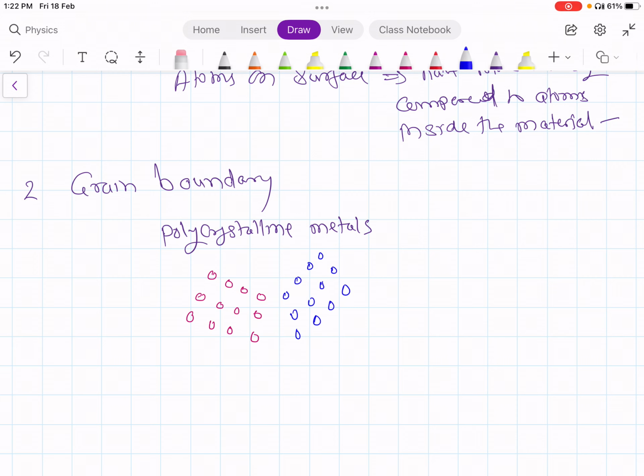There is an angle between them, and there may be some one or two atoms here and there. So the boundary between these two crystals or two grains is this. Now as you can see, near the boundary, atoms are not located where they should be.